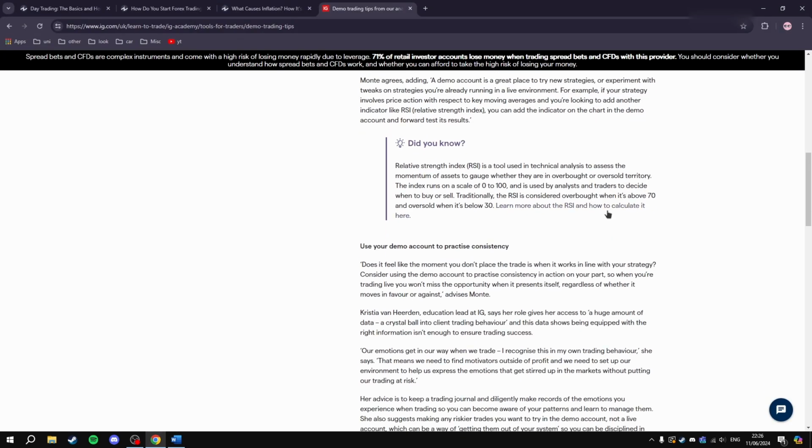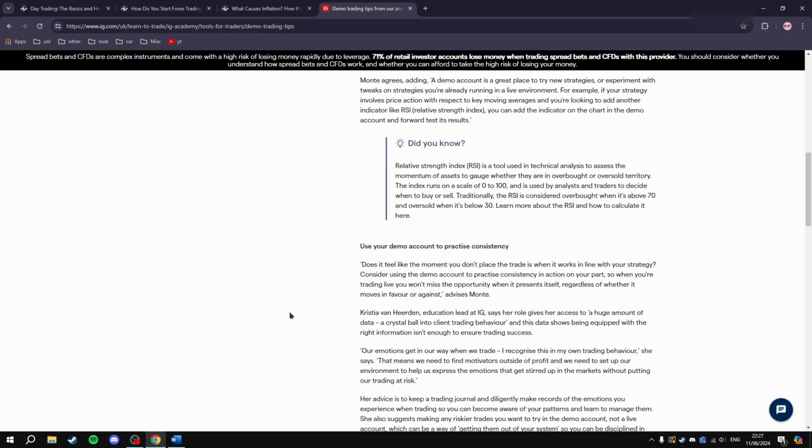Monte agrees, adding a demo account is a great place to try new strategies or experiment with tweaks on strategies you're already running in a live environment. For example, if your strategy involves price action with respect to key moving averages and you're looking to add another indicator like the relative strength index, you can add the indicator on a chart in a demo account and forward test its results.